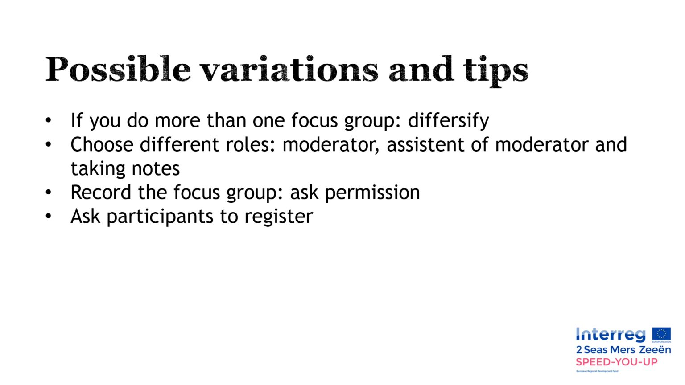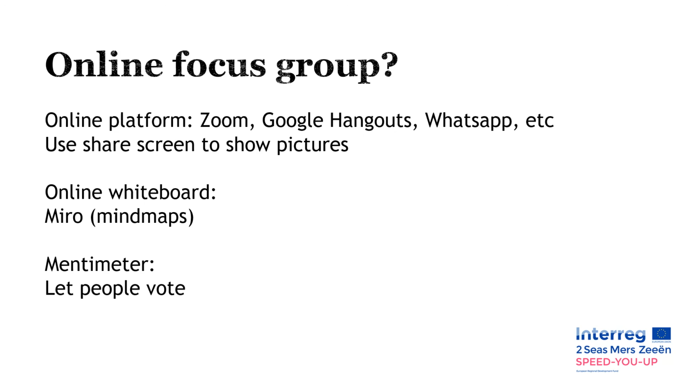I have said it before, you have the moderator, the assistant of the moderator, and someone taking notes. When you have more than one focus group, it's convenient and it's more fun to do when you change roles. Record the focus group if that's okay for the participants. It's wise to ask permission and to let them sign that, so you have no discussion. Ask participants to register, so if you want to call upon the people of the community again in the future, that you can address them again and ask their opinion again.